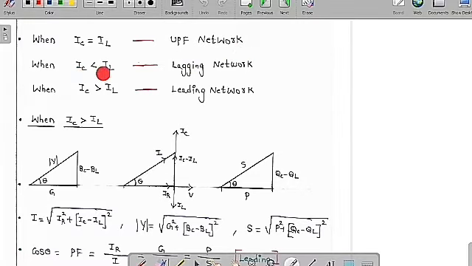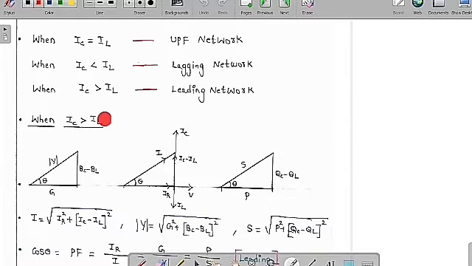When IC is less than IL, the current in the inductor is much higher, so we can say it is a lagging network. When IC is greater than IL, the current in the capacitor is greater than the inductor current, so we say it is a leading network or capacitive network. Now we are going to analyze a special condition when IC is greater than IL.